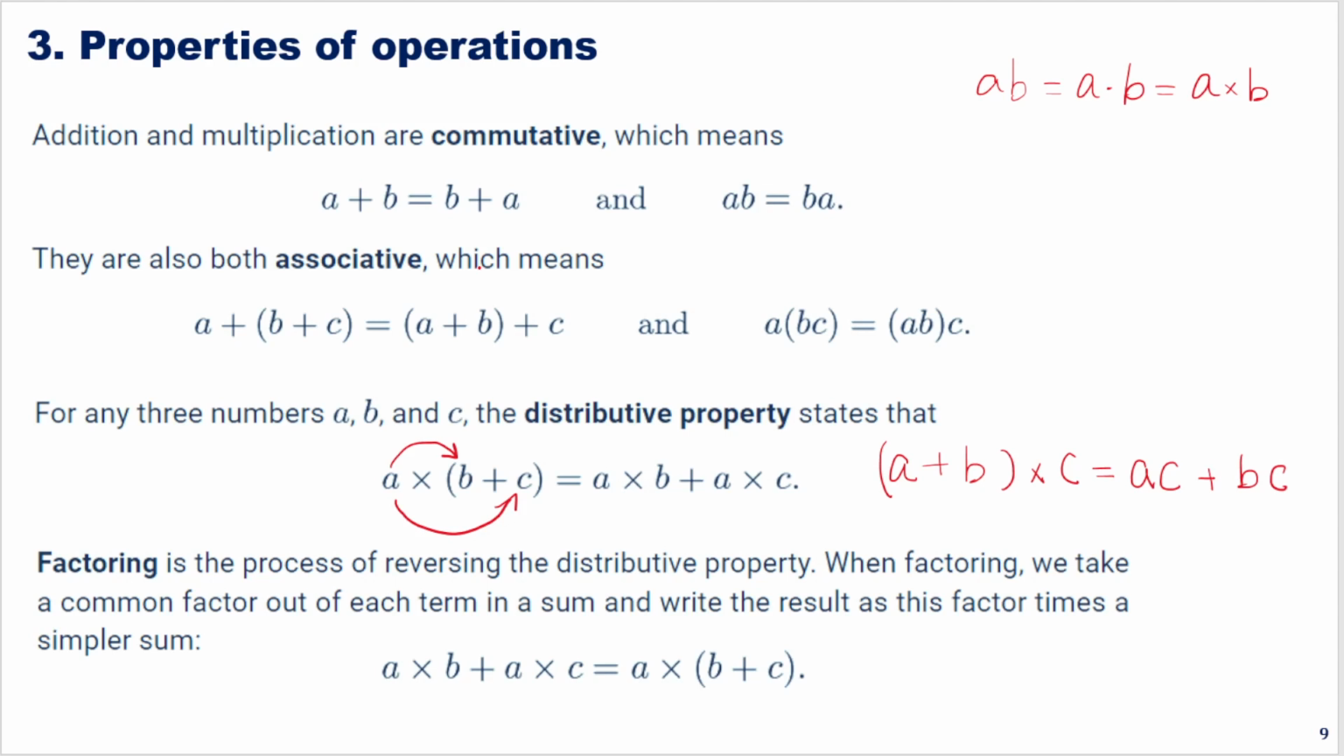And next, factoring. Factoring is a process of reversing the distributive property. When factoring, we take a common factor out of each term in a sum and write the result as this factor times a simpler sum. For example, if we have an expression a times b plus a times c, then there is a common factor a, right? So we can put the common factor in front, and what's left in the parentheses is the sum of these two numbers, b plus c, right? It's just a reverse process of the distributive property.